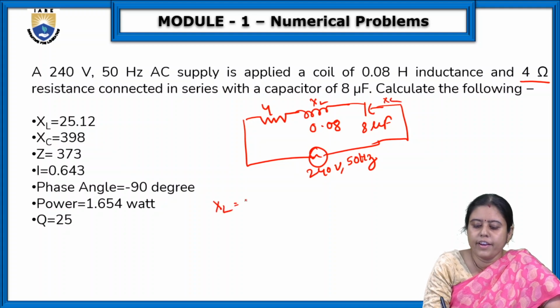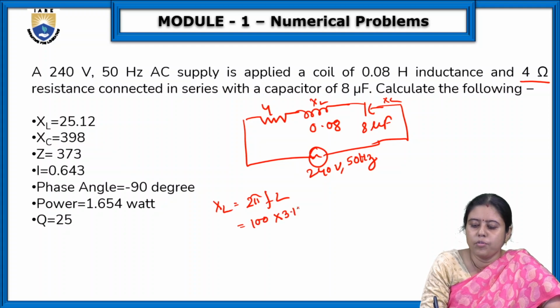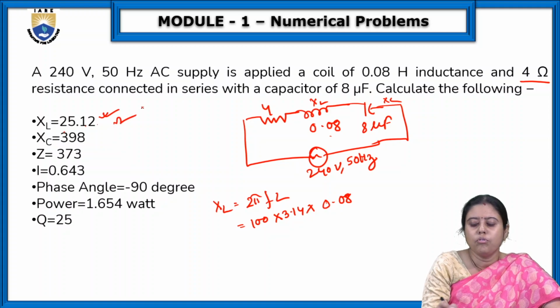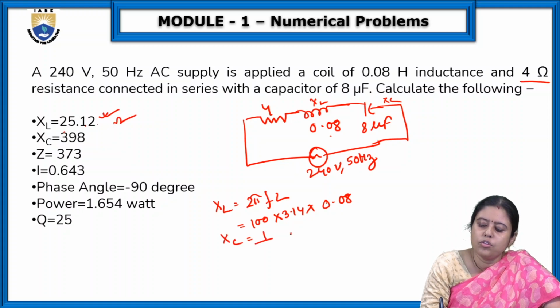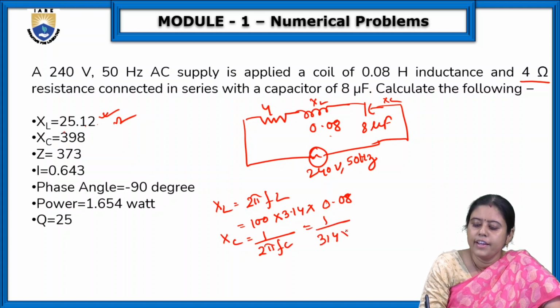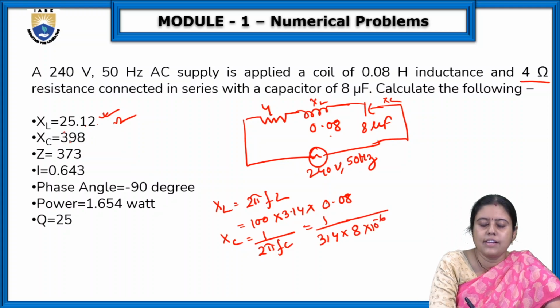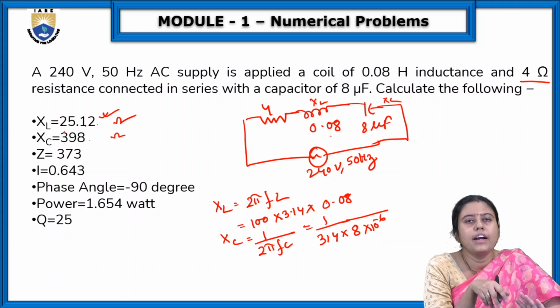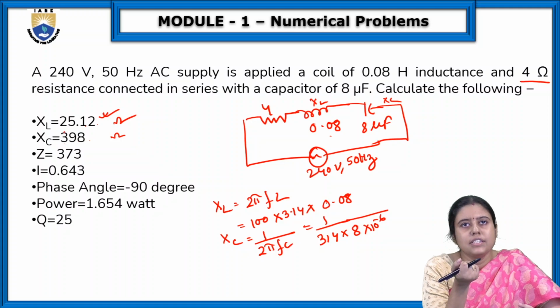So what is XL? XL is always given as 2 pi FL. So 100 into 3.14 into 0.08, and the value is coming 25.12 ohm. What is XC? XC is equal to 1 by 2 pi FC. 1 by 314 into 8 into 10 to the power minus 6, and this is coming 398 ohm. Now in this circuit, which one is bigger? The bigger is XC. So it is a leading circuit, or we can say this is a capacitive circuit.